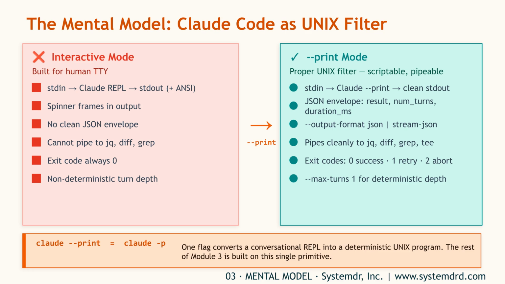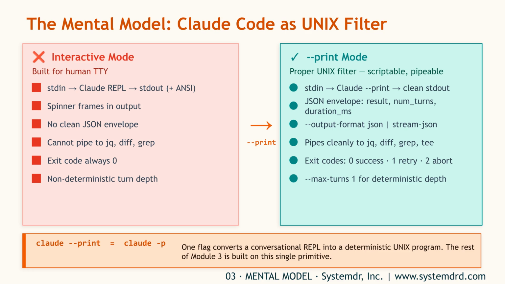This is what UNIX filter means. 1 input channel, 1 output channel, meaningful exit codes. Composable with every other tool in your pipeline. You can pipe the output to jq, you can tee it to a file, you can feed it into Python's json.loads. You can use it in a GitHub Action step. None of this works with interactive mode. All of it works with --print.